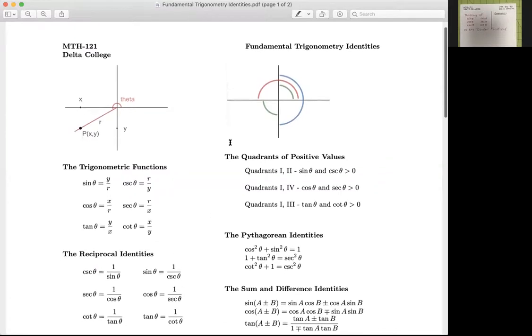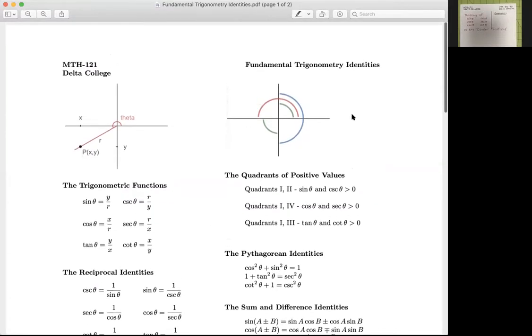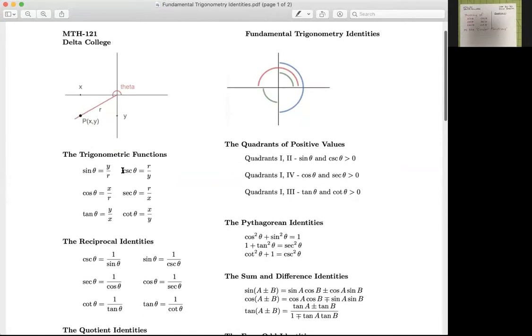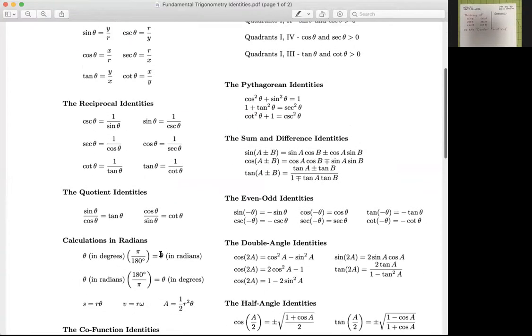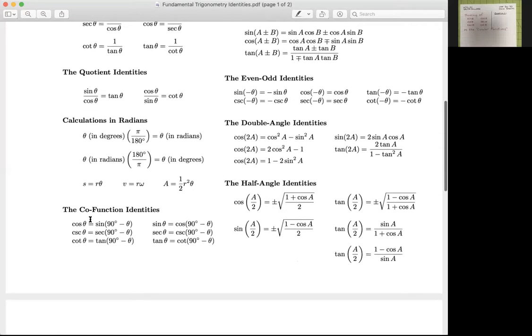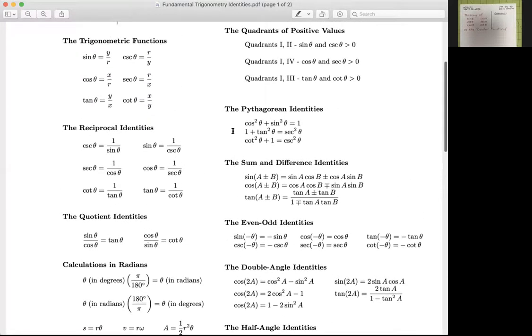This is the revised fundamental trig identities worksheet, formula sheet, whatever you want to call it, that I gave you. It has everything that we had before: trigonometric functions, correct picture, reciprocal identities, quotient identities. But now we've got these tips for calculating in radians. And today we'll talk about these 3 formulas down here: arc length, angular speed, and the area of a sector of a circle. Cofunction identities and the Pythagorean identities we previously had.